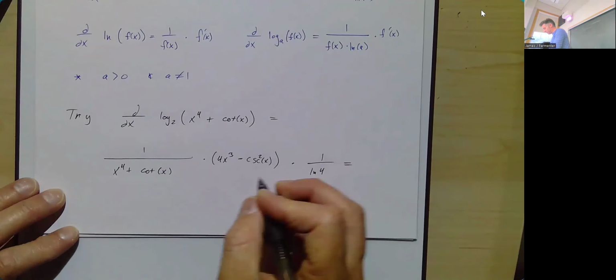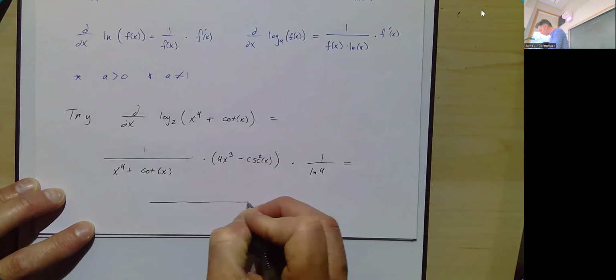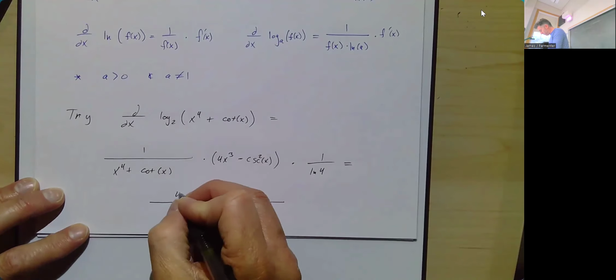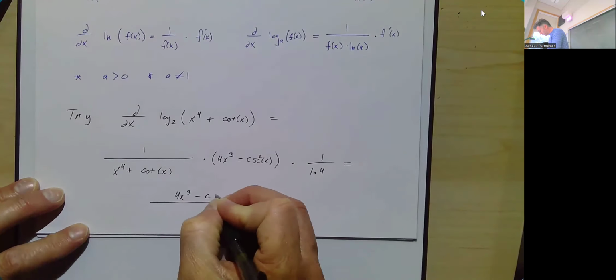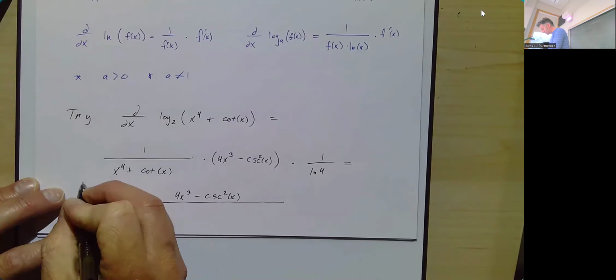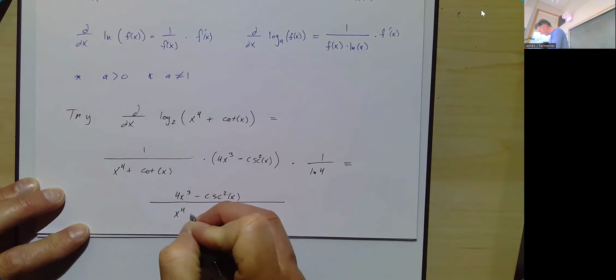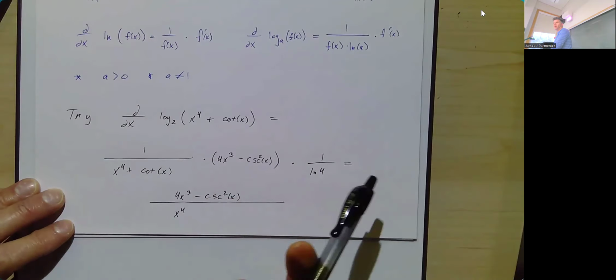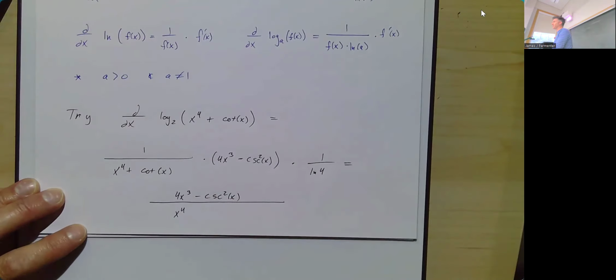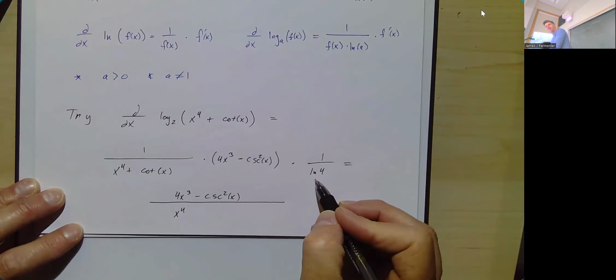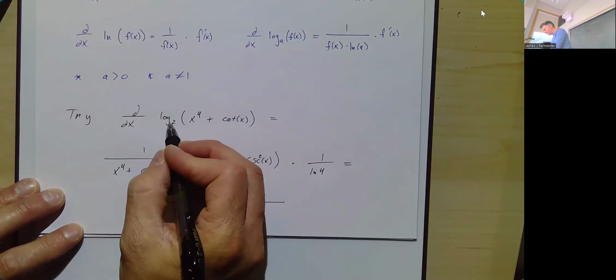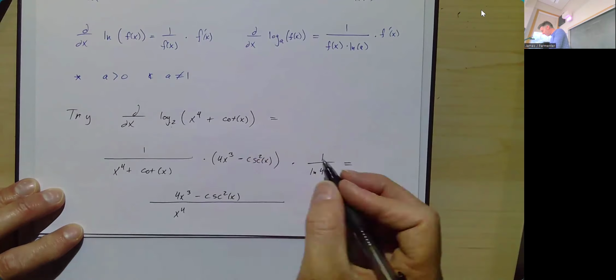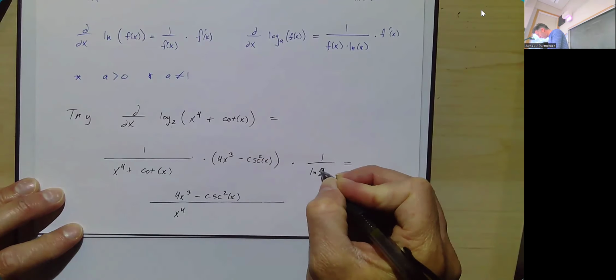If you want to make it look nice, we certainly can. We can write this as one fraction. The numerator would be 4x cubed minus cosecant squared of x. The denominator would be x to the 4th. And I don't know why, so you guys don't let me get away with this mistake. What should I have written there? Yeah, natural log of 2. I think I saw the 4 there instead of the 2 there. That should be a natural log of 2, not a natural log of 4.